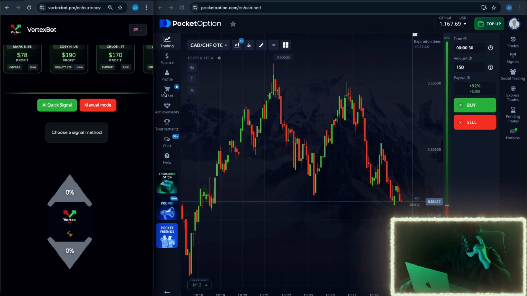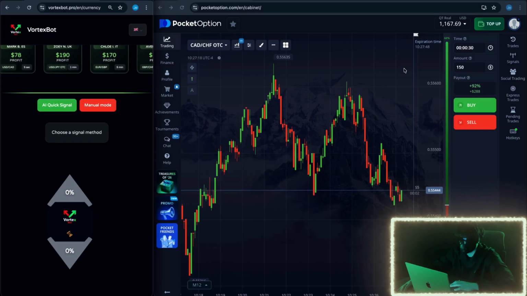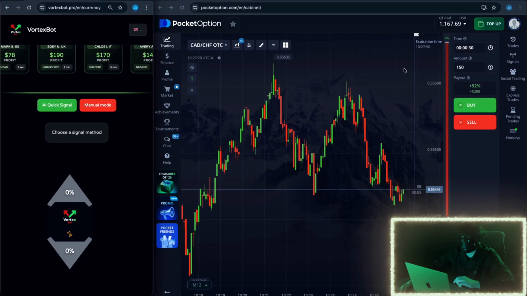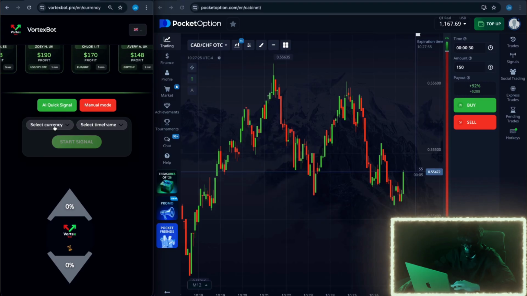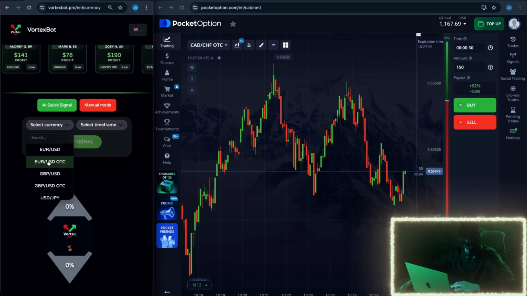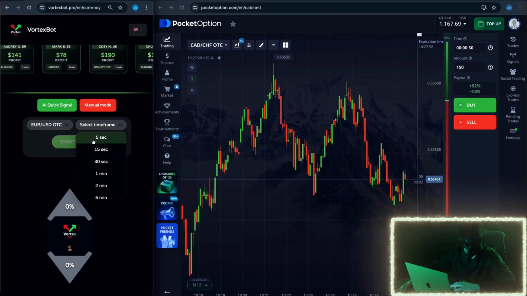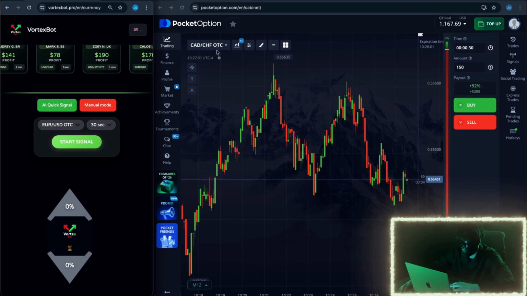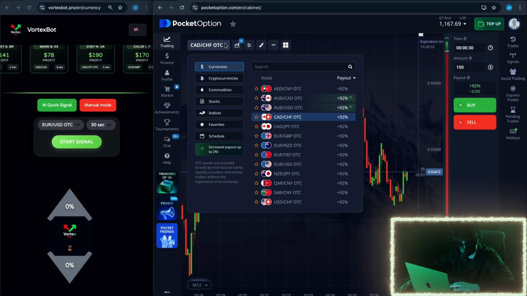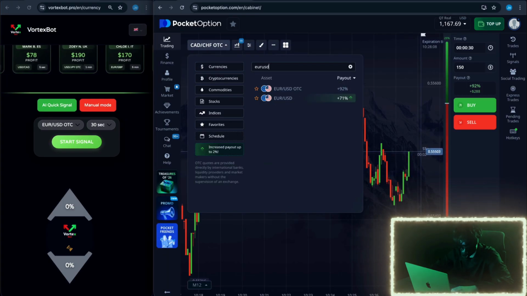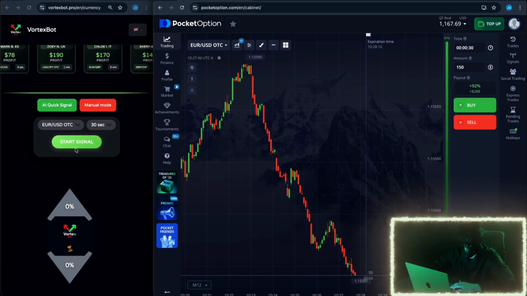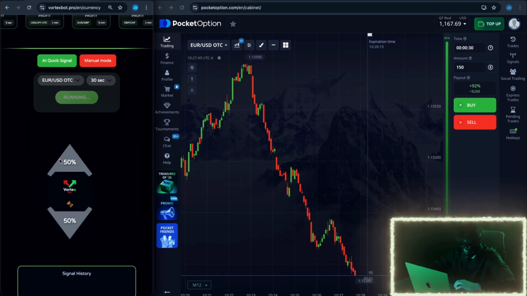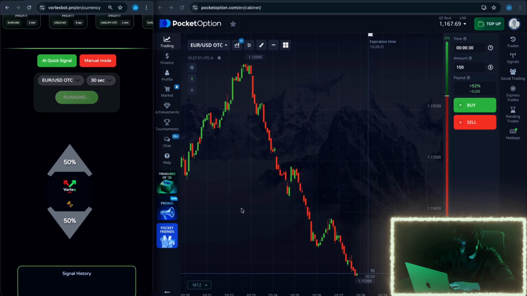Today I'm going to trade OTC pairs, and I've already topped up my Pocket Option balance with $1,100. So, first of all, let's get started with setting up the bot. I select a specific currency pair, for example USD, which is an OTC pair, and then I choose a time frame. After that, I enter this currency pair into Pocket Option. So now let's start trading, right? We click the start signal button and wait for a signal from the bot.